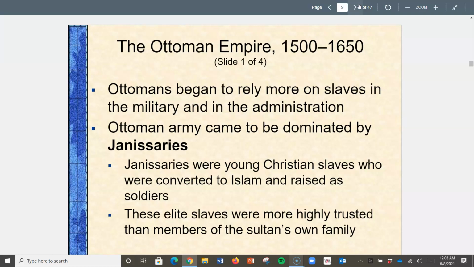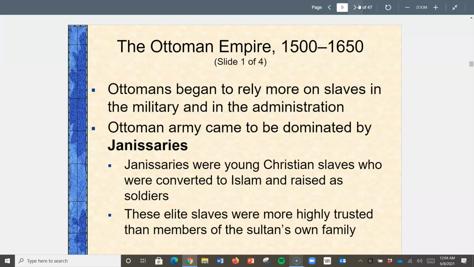Sultans oftentimes had to, because they were so powerful, you see this happen in China too, deal with rivals for their power constantly. And so, while sometimes it's easy to trust members of your family, it's also easy for members of your family to try to take advantage of you and steal away your power. And because of that, the Ottomans began to rely on non family members in their administration.